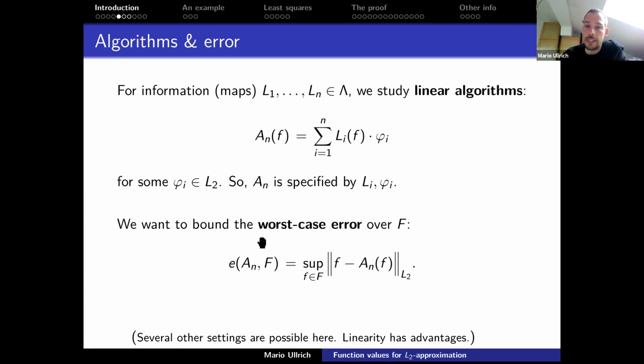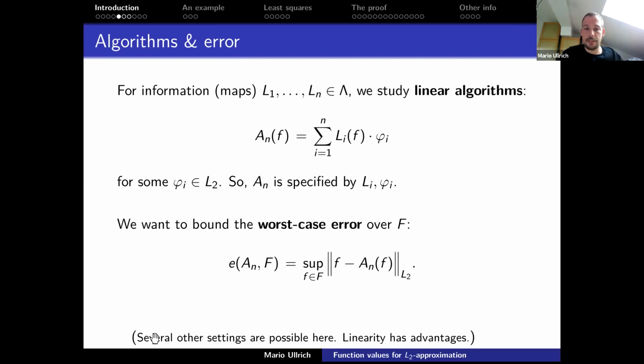And what we want to bound is the worst case error. So as I said, we have some class f, and we want to know what is the worst case error that the algorithm is doing, measured in an L2 sense. We are doing L2 approximation. And this is called the worst case error of the algorithm an over the class f.